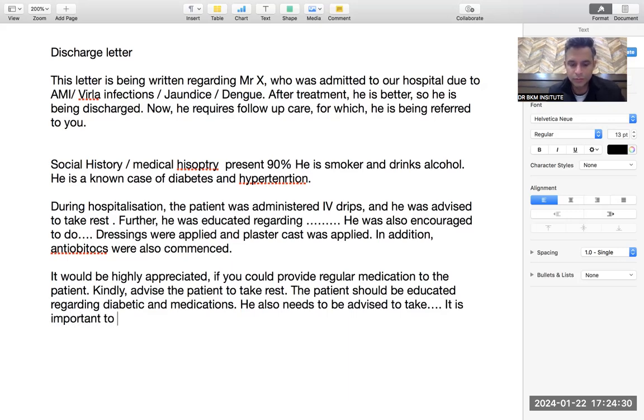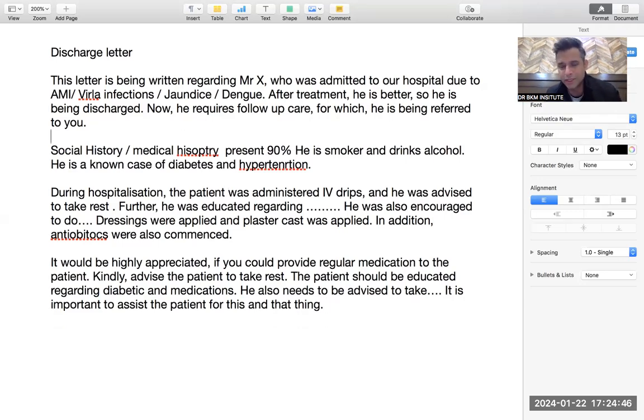to assess the patient for this and this thing. That's it. That's your discharge letter. And overall minutes I have taken to write this is 90. Sorry, 10 to 12 minutes. Word count: 1, 2, 3, 4, 5, 6, 7, 8, 9, 10, 11, 12, 13, 14, 15, 16. 15 on an average. 30, 45, 60. I'm just counting the lines.